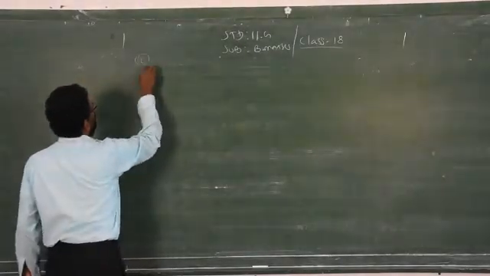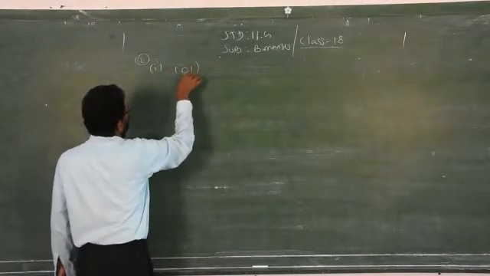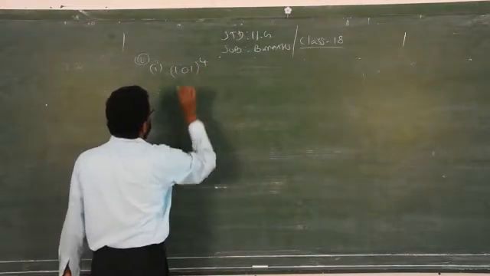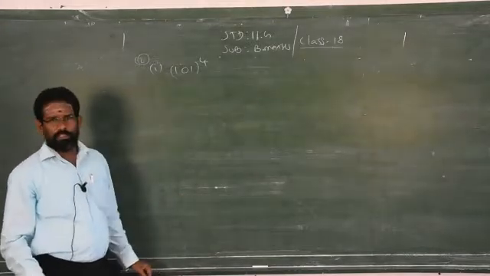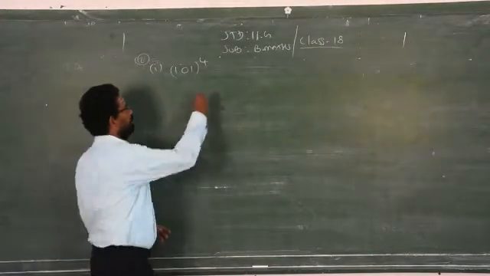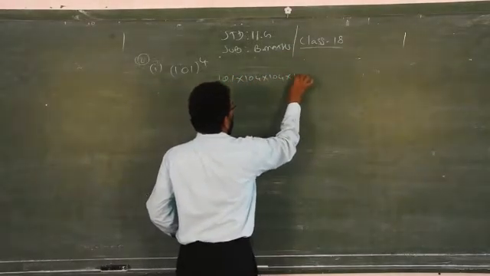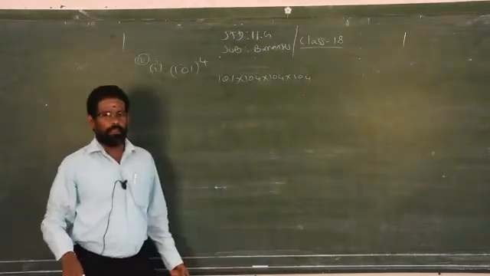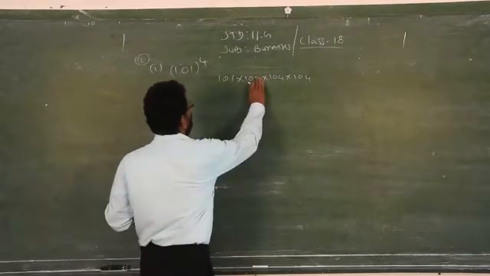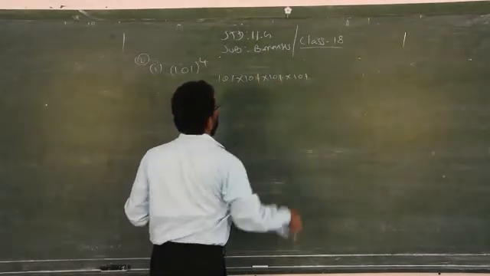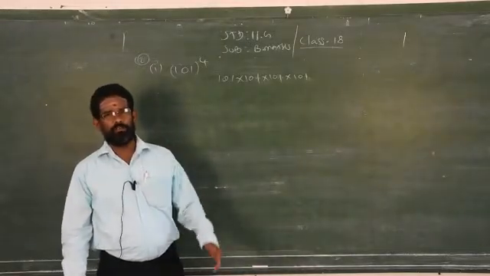at subdivision number 1: 101 to the power 4. Don't simply multiply like ordinary multiplication by using the calculator, 101 into 101 into 101 into 101. You may have the temptation because you are allowed to use a calculator. Most of you are doing it like this. If you multiply and write down the answer, then we will not give marks.